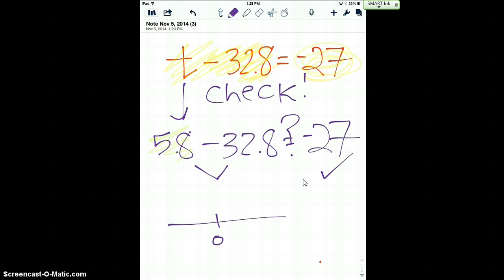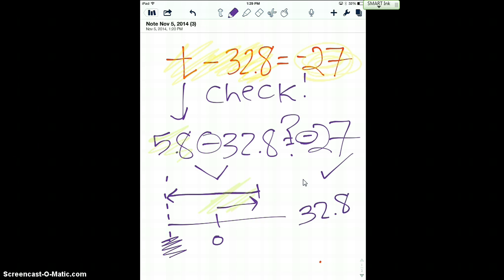I'm going positive 5.8, so I go to the right. Subtract means I go left. There's not another negative to turn me around, so I go left. Is it bigger or shorter? It's bigger because 32 is bigger than 5.8. So I'm going to land in the negatives, and that's a good thing because we want it to be negative. The question is, is it 27? They are overlapping, so I am going to subtract 32.8 minus 5.8. And I'm hoping for the best.